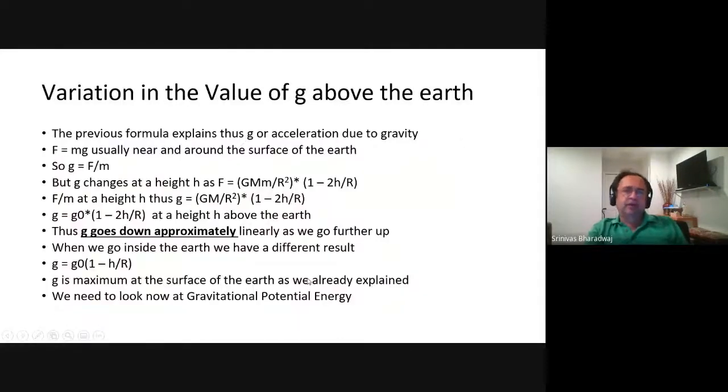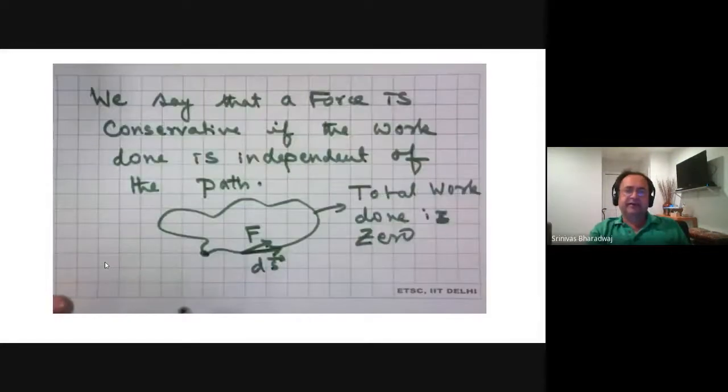So now the variation of the value of g above the Earth is that g goes down linearly. When we go inside the Earth, it also goes down, but when you go up, it goes down at twice the rate as when you go inside small distances. Let's say you dig a deep enough hole, then what will be the g? So that's as far as that, right?